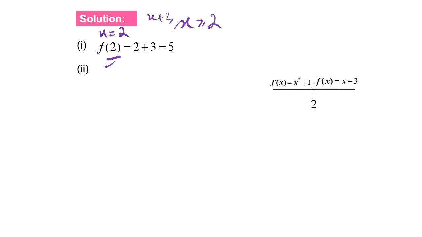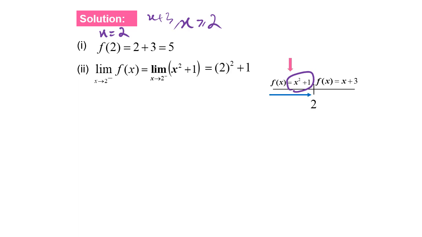And then the second one is we need to check the limits. So does the limit exist? What is the limit from the left-hand side? What is the limit from the right-hand side? For the left-hand side, which function will we use? x squared plus 1. So x squared plus 1, and x approaches 2 from the left side, we substitute the value of 2. What we get is 2 squared plus 1, which is equal to 5. And then the limit from the right side is the function x plus 3.